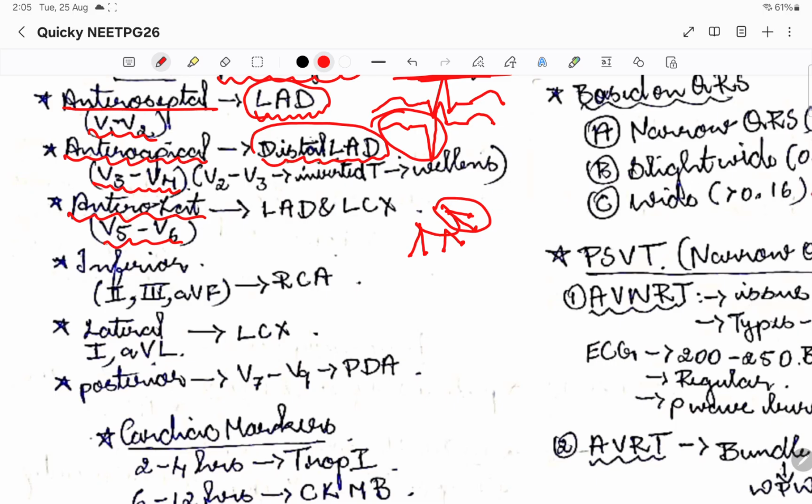So that is the main thing. Okay, so what is the artery that is supplying? We all know, right? LAD was supplying the anterior part, and the left circumflex is supplying the lateral part of the heart. So that is how I can diagnose which artery is being damaged here.